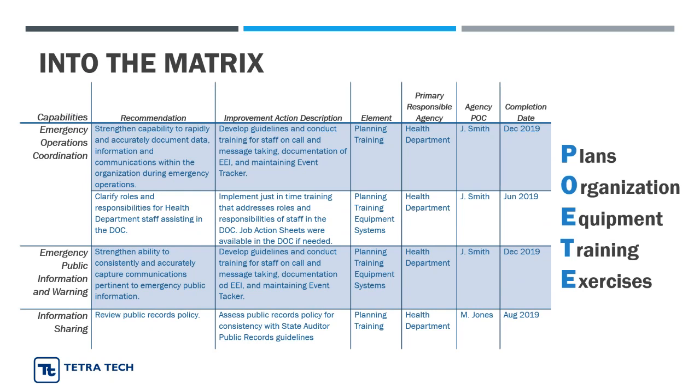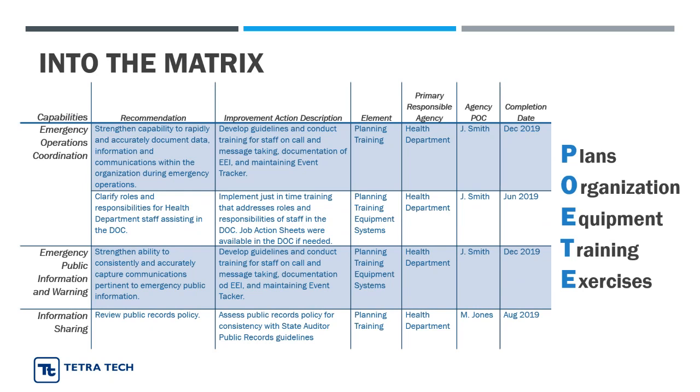So in an example of the first one, it's talking about strengthen the capability to rapidly and accurately document data and information. And the corrective action was to develop guidelines and conduct training for staff on call and message taking and documentation of essential elements of information and maintaining an event tracker. That's kind of a two-part or three-part corrective action. It probably could have been broken out into 3 different corrective actions.